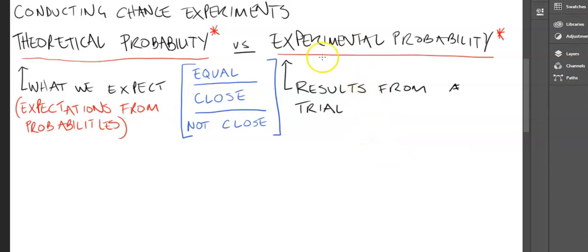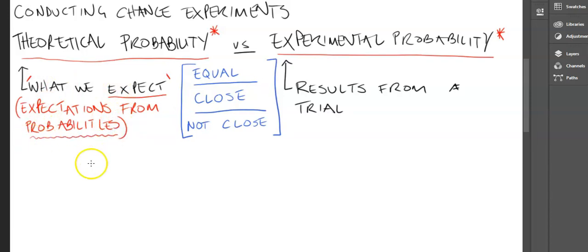So the first thing we're going to look at is theoretical probability, okay? And theoretical probability, in other terms, it just means what we expect, okay? And to expect something is to predict something, okay? To make a prediction or an assumption of some sort. And these expectations come from probabilities themselves.